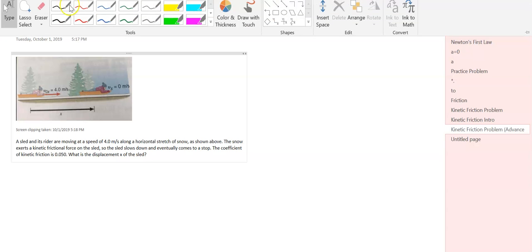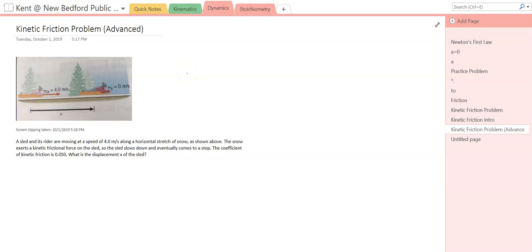Okay, so let's look at a little bit more of an advanced problem. A sled and its rider are moving at a speed of 4 meters per second along a horizontal stretch of snow. So we're not going uphill, although when I took the picture it was a little crooked, but let's assume this is horizontal, as shown above. The snow exerts a kinetic frictional force on the sled so that the sled slows down and eventually comes to a stop. The coefficient of kinetic friction is 0.050. What is the displacement x of the sled?